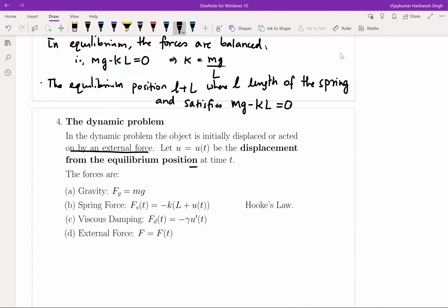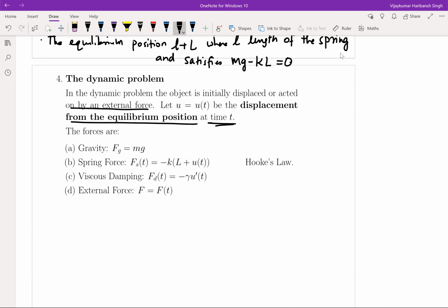From the equilibrium position means what? From here onwards. So this will be your u. So let u equals u(t) be the displacement from the equilibrium position at time t. Now let's see what forces are acting on your mass m. Basically, one force is gravity, which is pulling it down. So it's going to be F equals mg.